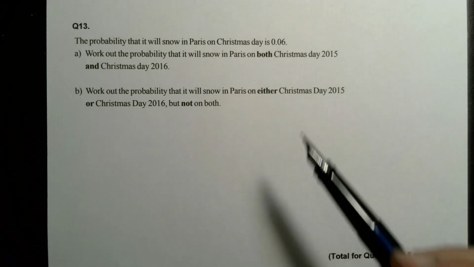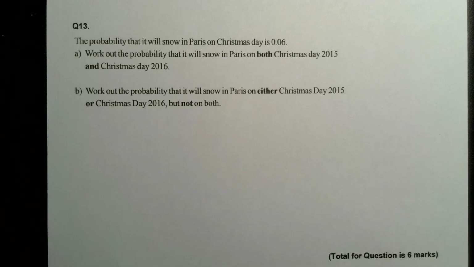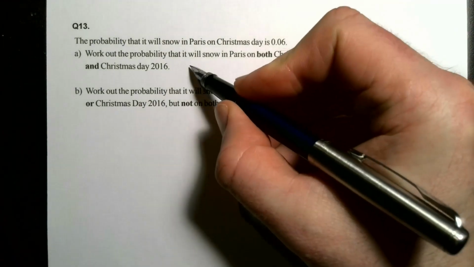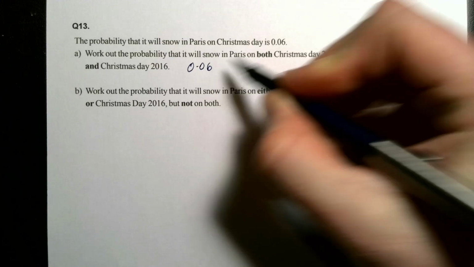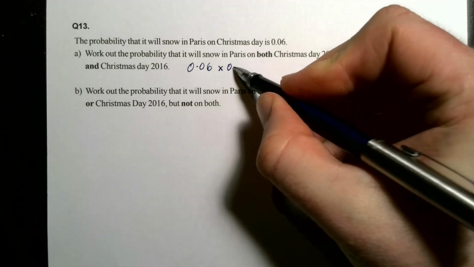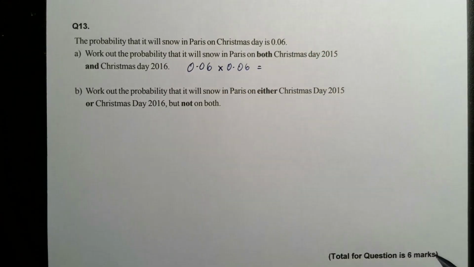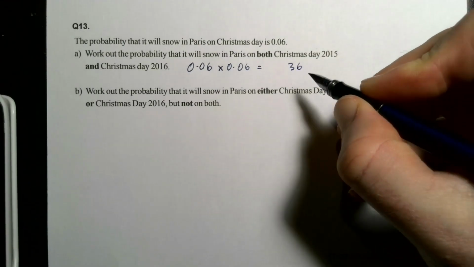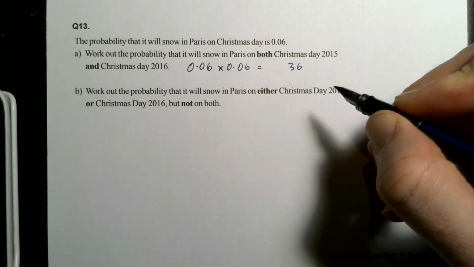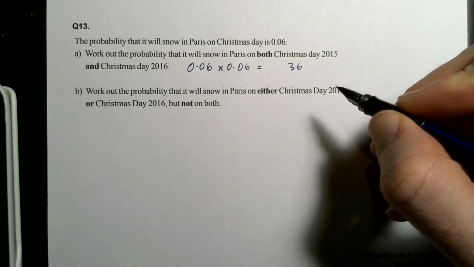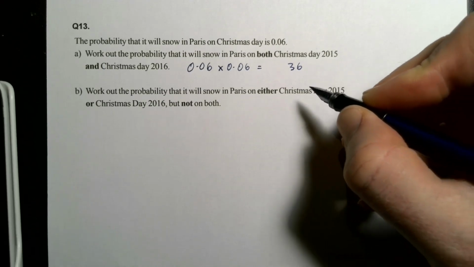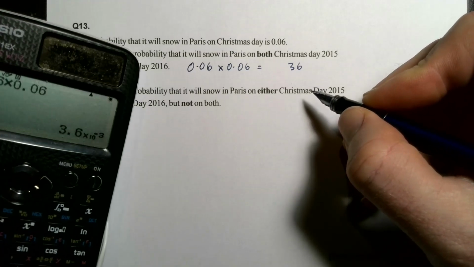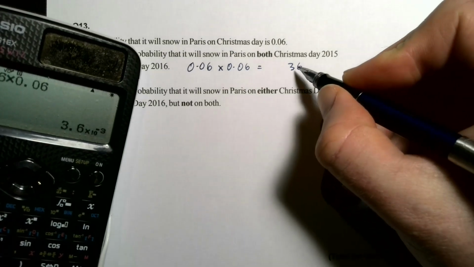And it says work out the probability it will snow in Paris on both Christmas Day 2015 and 2016. Well, that's going to be "and", isn't it? So you multiply then, so 0.06 times 0.06. 6 times 6 is 36. You're going to have 4 things after the decimal point, but remember you've got your calculator, so take the strain off, do it that way. Oh, and if it gives it to you in standard form, that's a good opportunity to practice that.